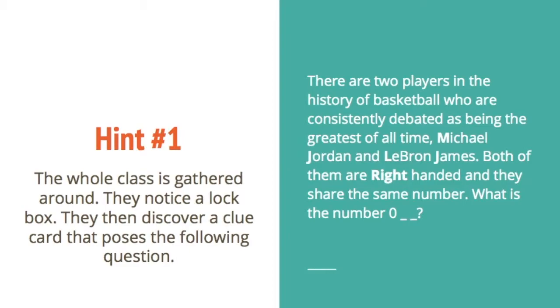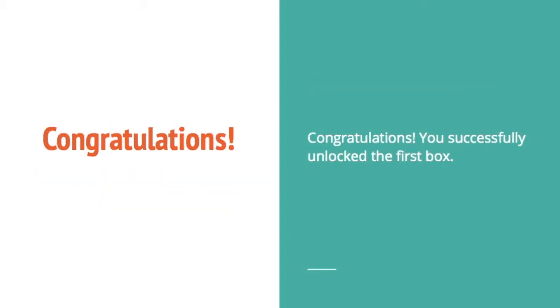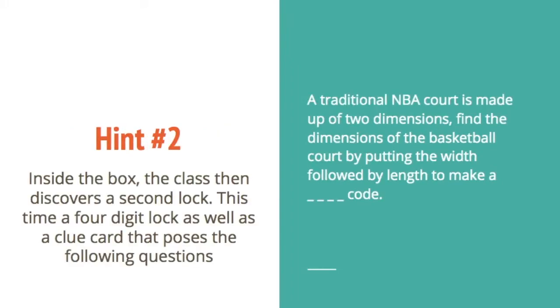There are 2 players in the history of basketball who are consistently debated as being the greatest of all time, Michael Jordan and LeBron James. Both of them are right-handed, and they share the same number. What is the number? Your students will then have to solve the 2-digit code in order to get the 3-digit lock undone. Congratulations! You successfully unlocked the first box.